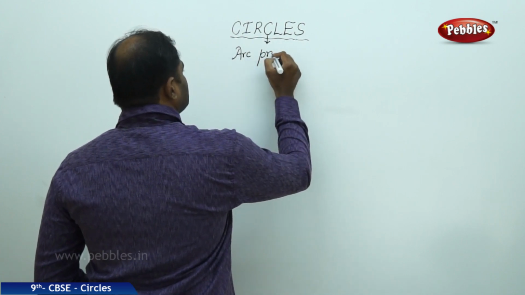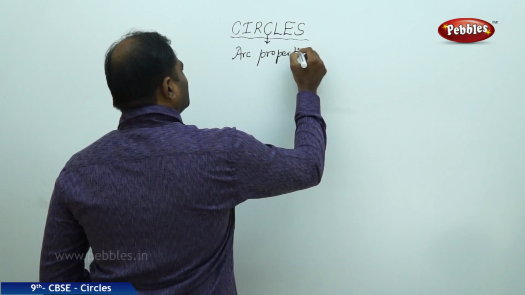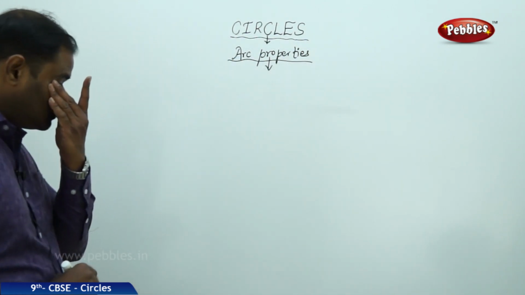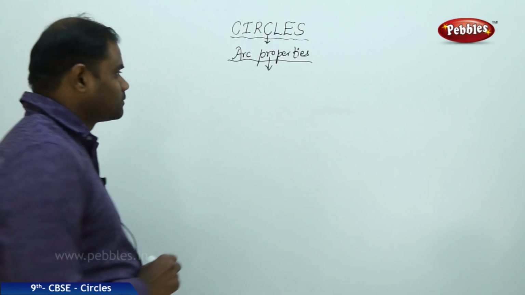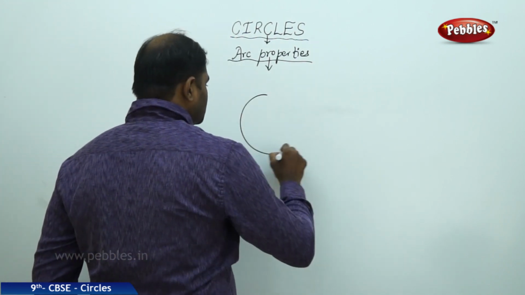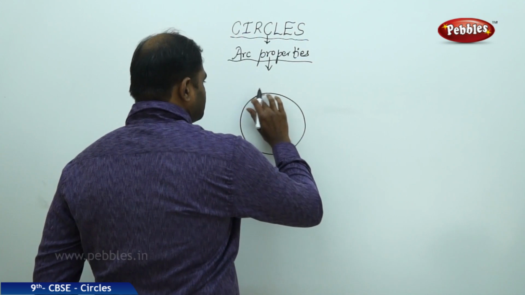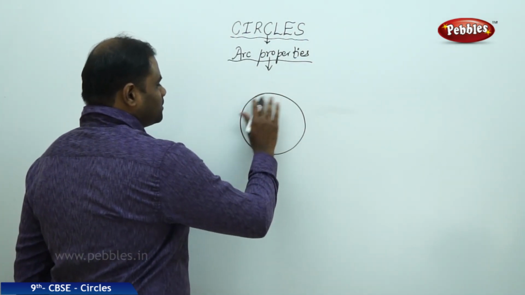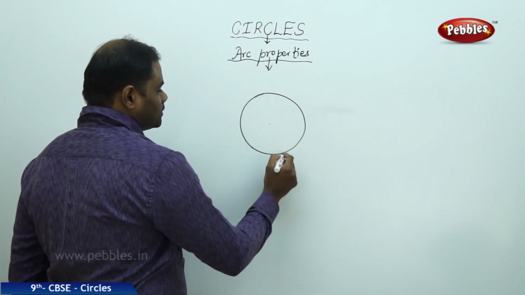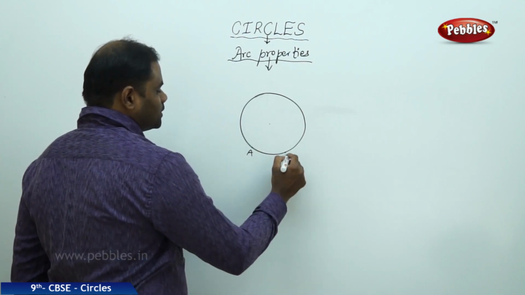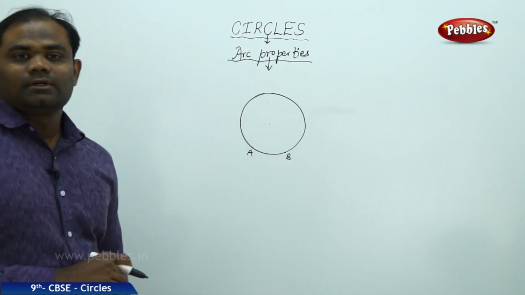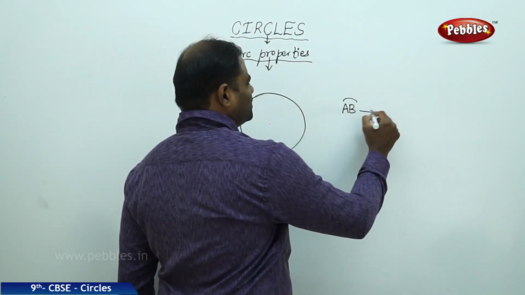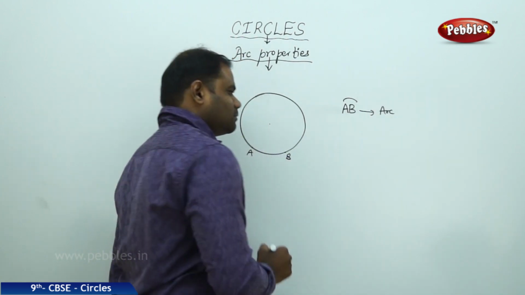So here comes arc properties. So here the property says, let's take a circle. And let me say AB is the arc. So here for the circle AB is the arc.